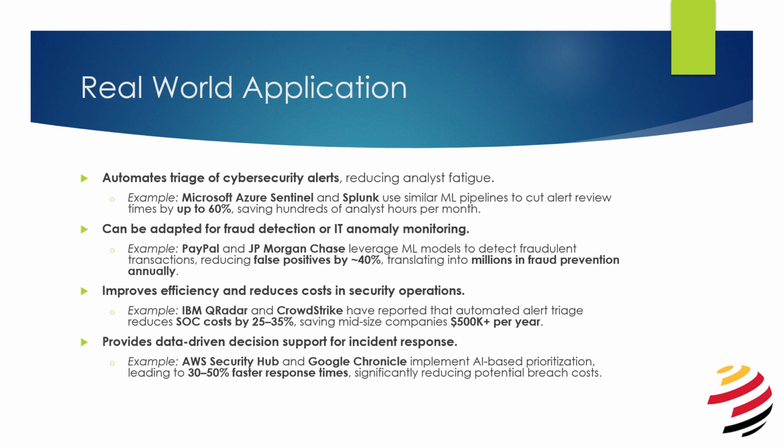For instance, PayPal and JP Morgan Chase use machine learning to reduce false positives by about 40%, resulting in significant financial savings. Additional examples are shown in the slide, further demonstrating the model's broad utility across domains such as security operations and incident response.